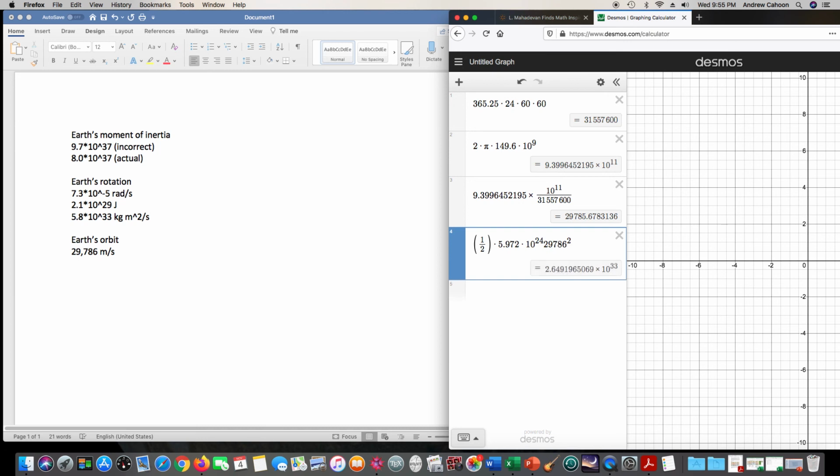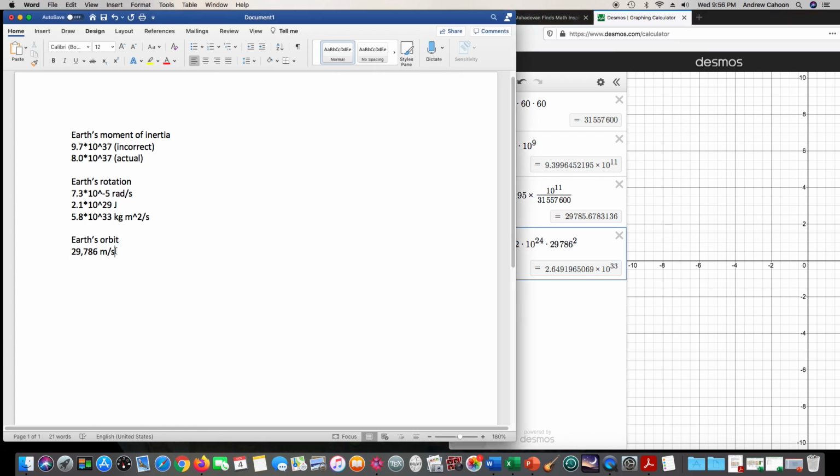29,786 squared. I think I need to put a multiplication symbol there. Might have done it automatically. All right, so we end up with energy for translation of 2.6 times 10 to the 33, and that would be in joules.